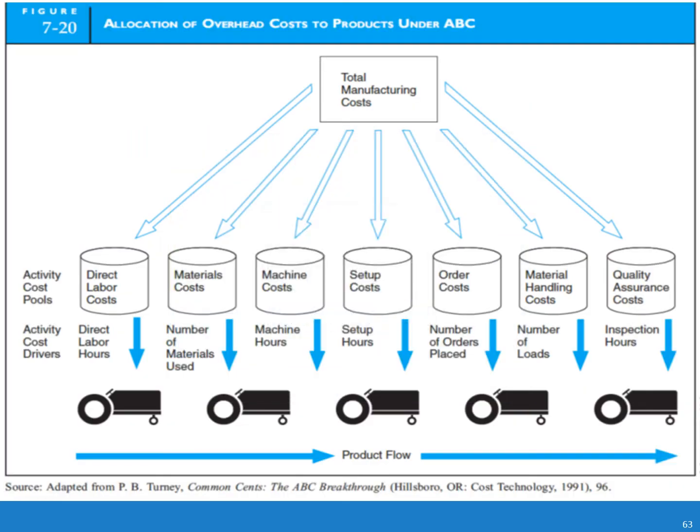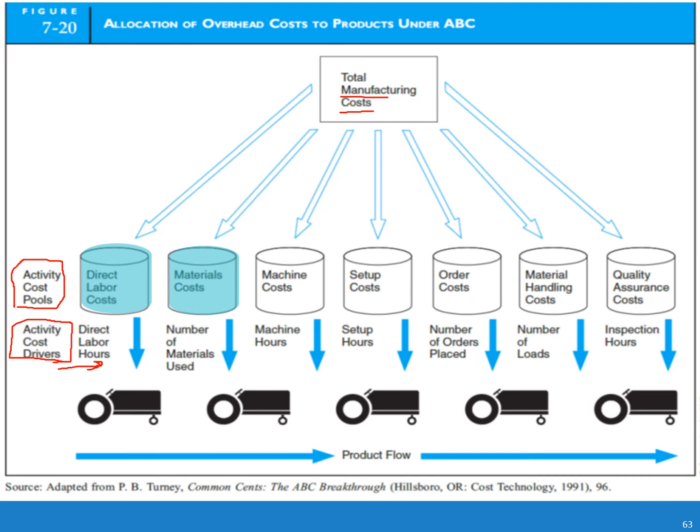Okay, so here we have the figure explaining the allocation of overhead cost to product under ABC, or activity-based costing. On this side we have the activity pool. Here we have several activities. Here we have the activity cost drivers. And here is the production flow. So we have direct labor cost. We also have total manufacturing cost.